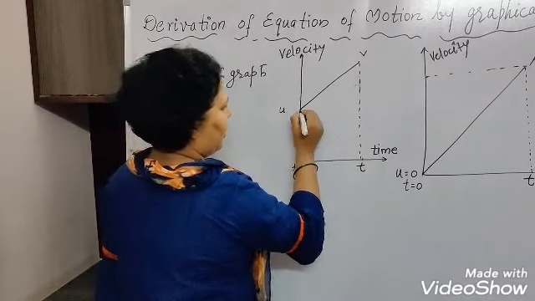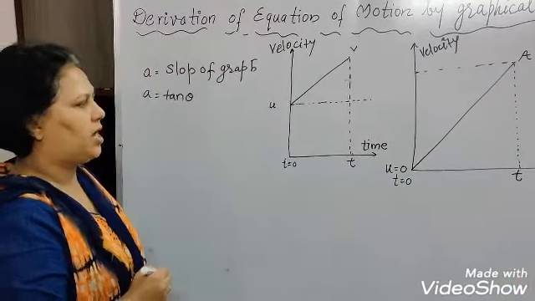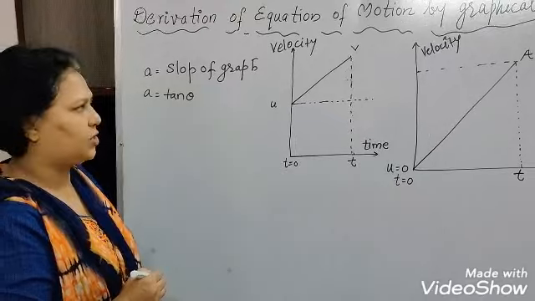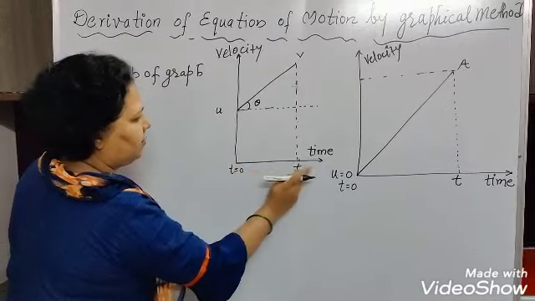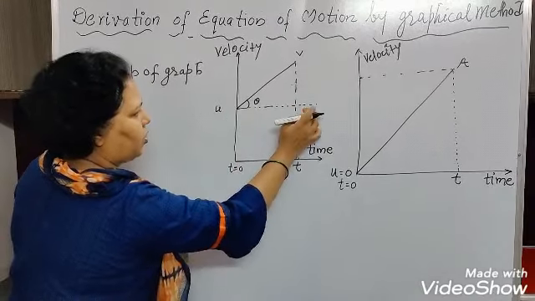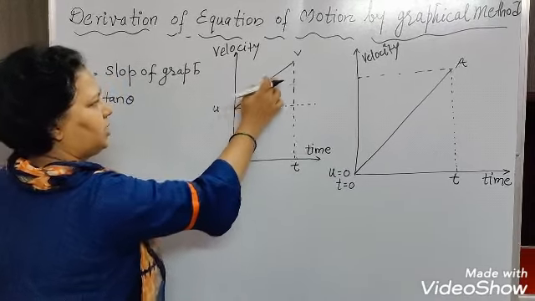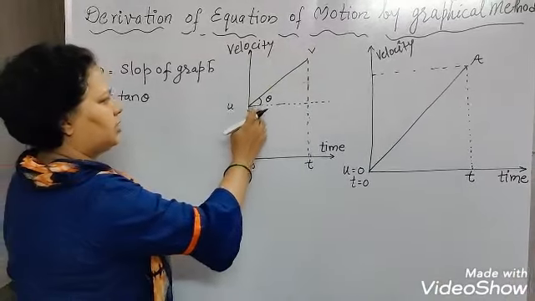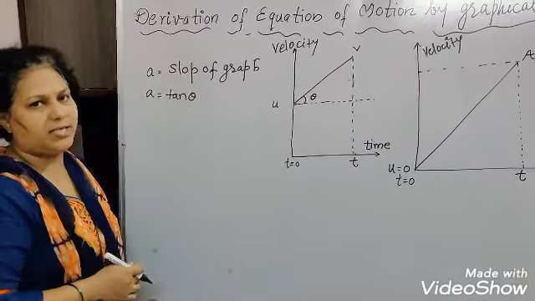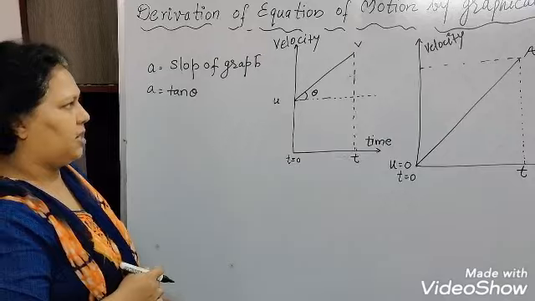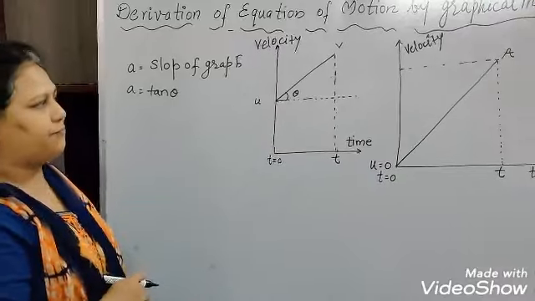This is the angle made by the velocity time graph with the time axis, called angle theta. This is the time axis, so one more line we have drawn here just parallel to the time axis. The angle theta is made by this velocity time graph, and tan theta is called the slope of the graph, which is equal to acceleration, as we have already learned. So for the formula derivation we will consider this second graph.